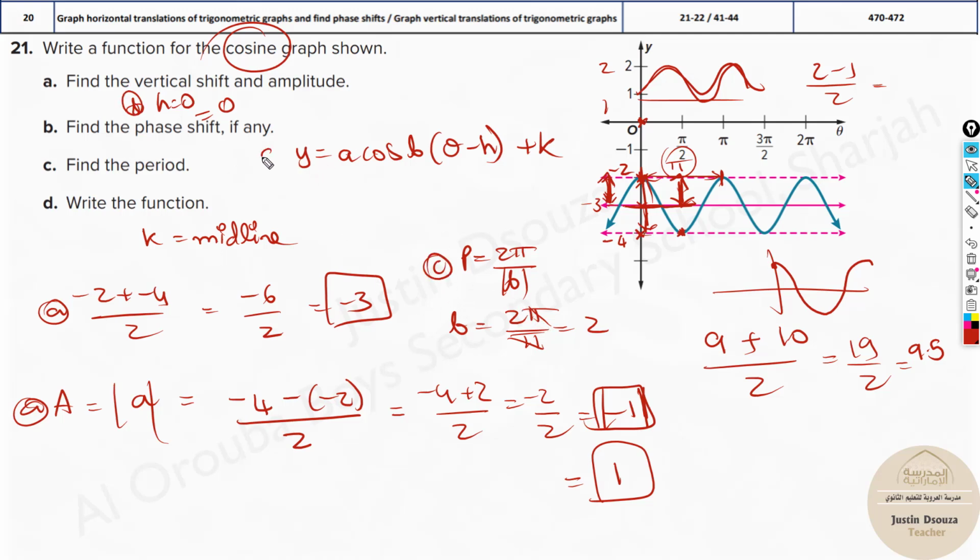And now we will write the d equation. y is equal to 1 cosine function, b is 2 times theta minus 0, plus k is minus 3. Right over here, this is the k value. So minus 3. So the final function equation would be cosine. Now theta minus 0 is theta itself, so I'll write 2 theta here, minus 3. That is the answer. So the final answer must be like that.